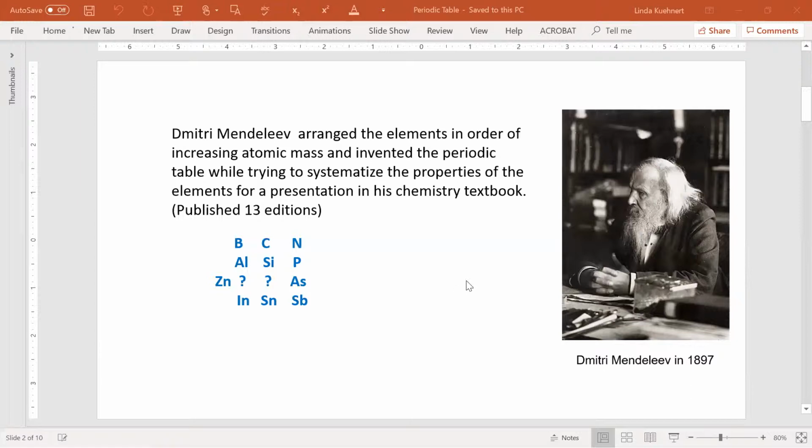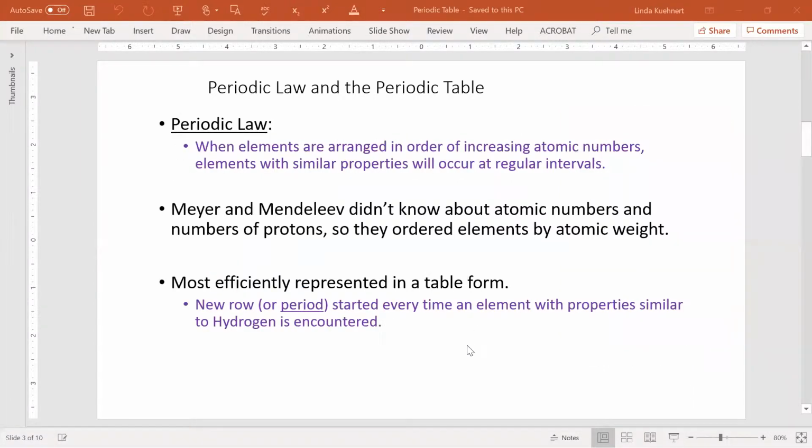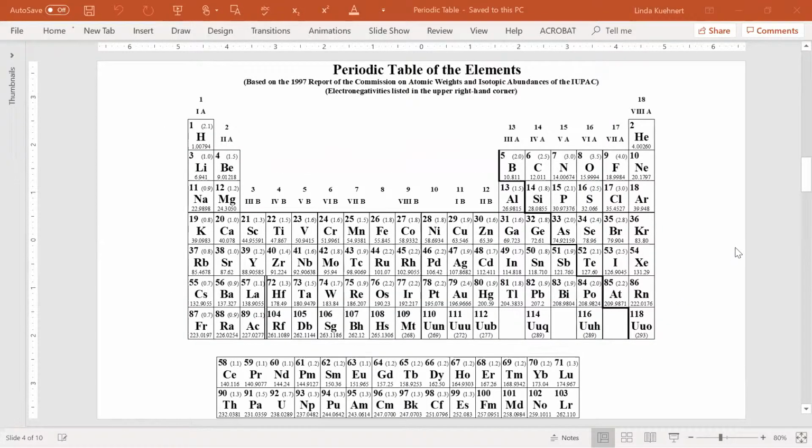elements on the table. So we will see that the elements are arranged in increasing atomic number, that's the number of protons, but the scientists back then arranged them in increasing atomic weight. There have been slight modifications to the table since it was first developed.